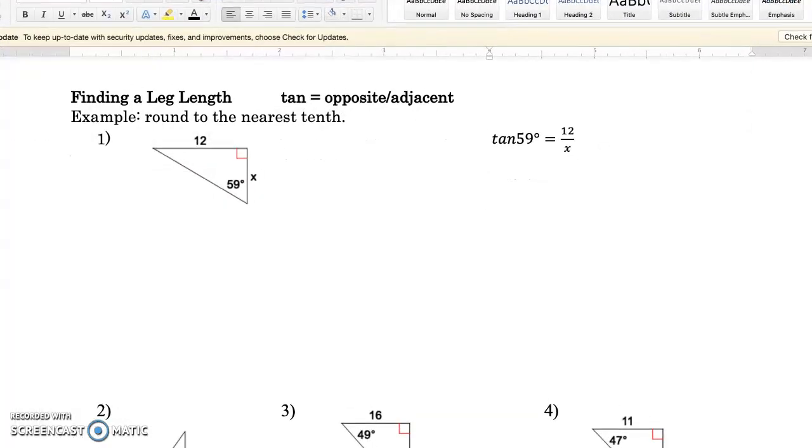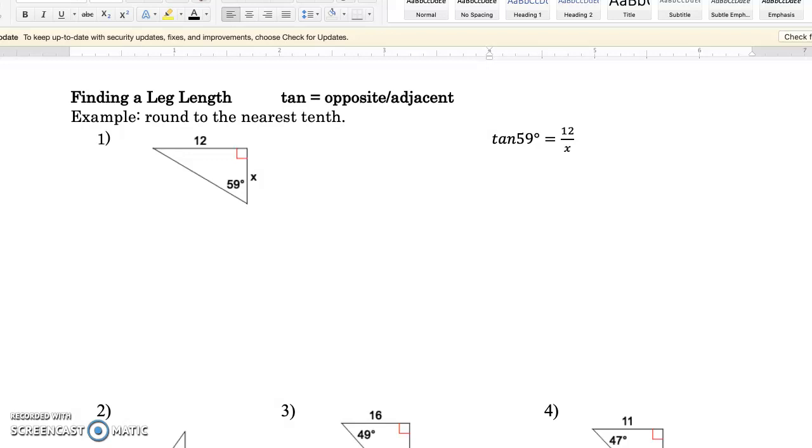This is a continuation of Chapter 9, Section 4, dealing with the tangent ratio. This video will have us dealing with solving for a missing side when given an angle and one side, as opposed to solving for an angle when given two sides. You will need a calculator, so make sure you have one ready just to follow along with how I will do the math and how you will set up all of your work.